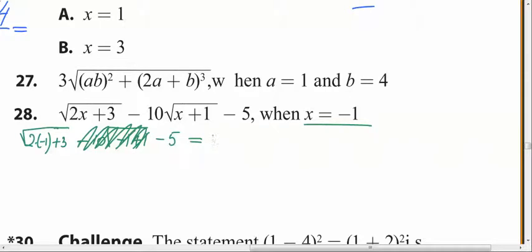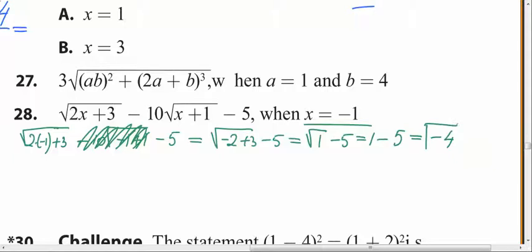I have the other one, square root of 2 times -1, -2, right, plus 3 minus 5. This gives me what? Square root of 1 minus 5, and this will be 1 minus 5, which equals -4, and we're done. Make sense?